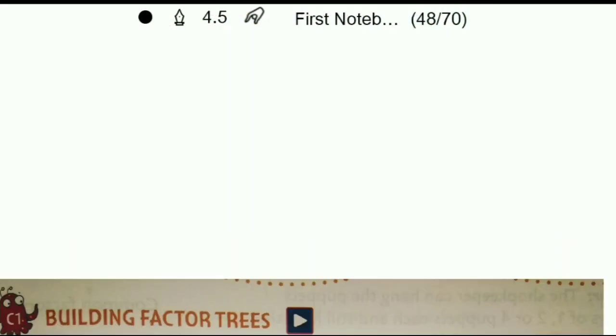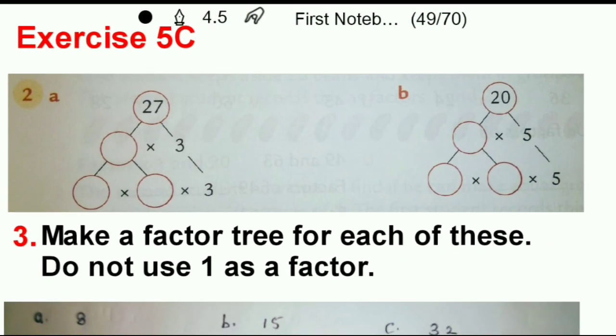Next, exercise 5C. In this one, we have to solve using the factor tree method. 27. We know that in 27, what number can we multiply by 3 to get 27? We multiply by 9. 9 threes are 27. This 3 and this 3 remain the same. How to write 9? 3 into 3 is 9.